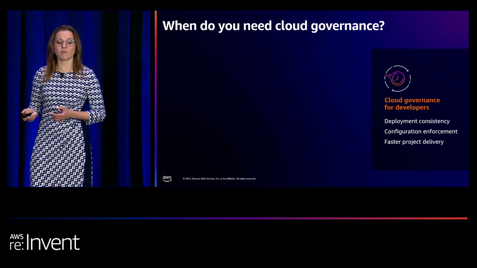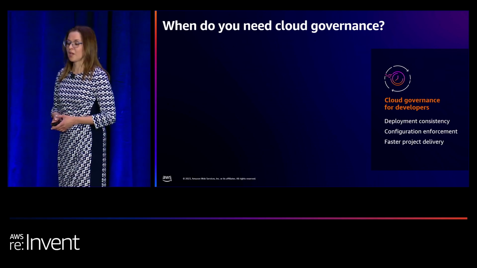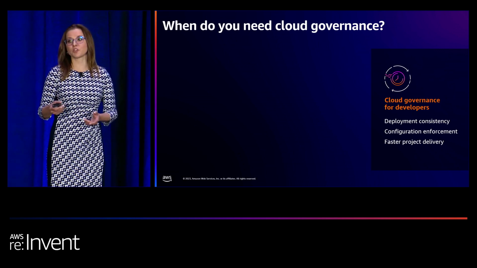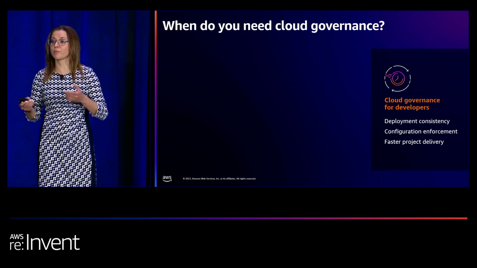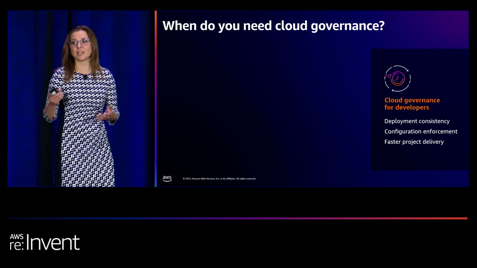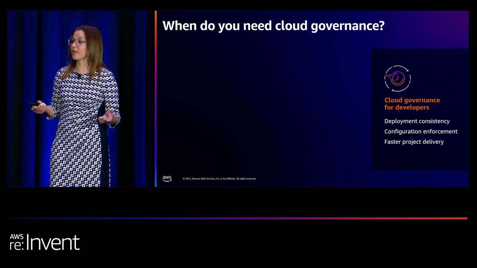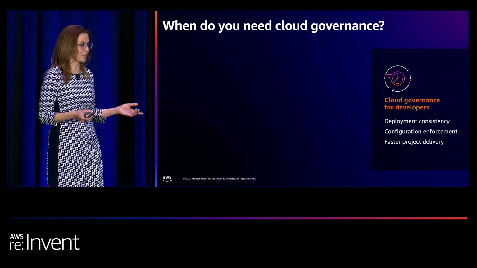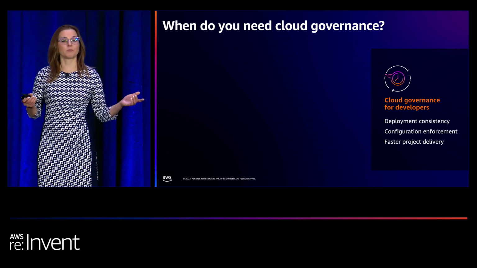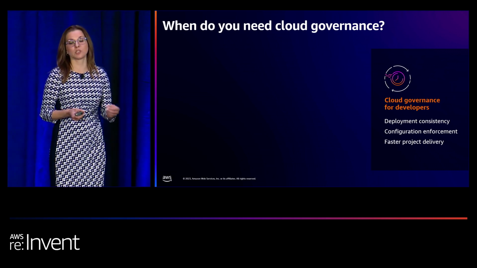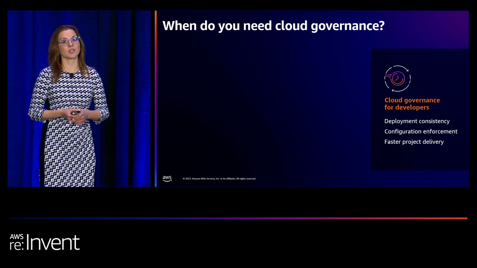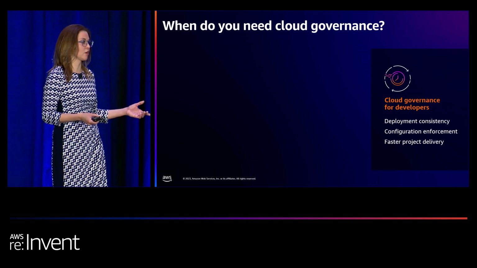You also need cloud governance for developers to drive consistency and configuration enforcement. Maybe you start with infrastructure as code templates that are pre-approved for your developers, with security controls built in, networking controls built in, and cost-effective options, so they don't have to start from scratch. Or configuration enforcement, for example, restricting to predefined S3 buckets or using specific instance types. And then faster project delivery with things like automated account provisioning of environments.